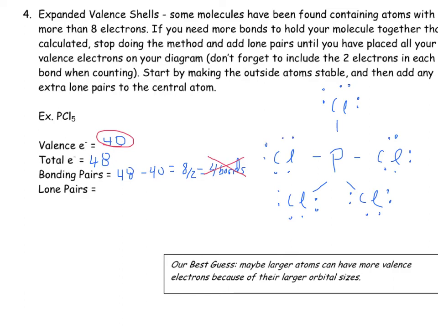This gives me a total of 2, 4, 6, 8, 10, 12, 14, 16, 18, 20, 22, 24, 26, 28, 30, 32, 34, 36, 38, 40 electrons. My diagram is complete. Notice that the phosphorus is breaking the octet rule. It is sharing 10 electrons.